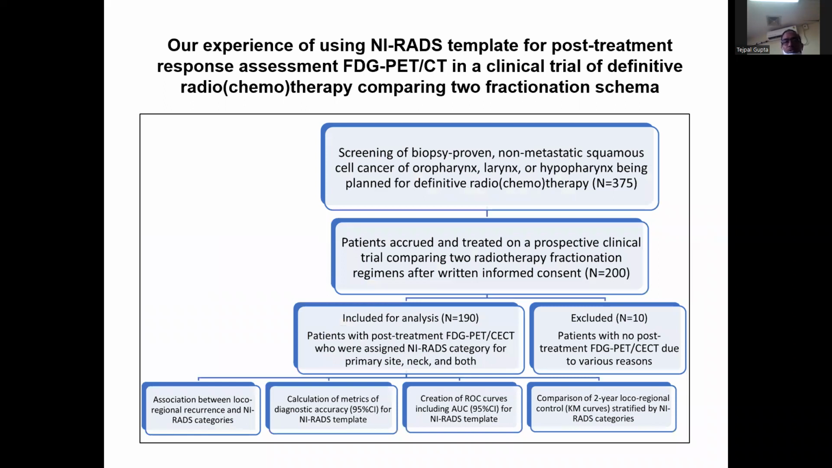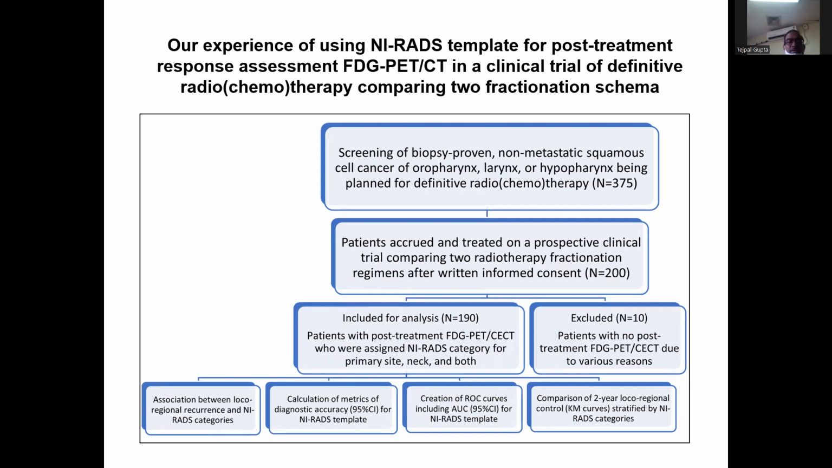We have used this NI-RADS template for a cohort of our patients treated on a prospective randomized trial comparing two radiotherapy fractionation schedules, the HYPNO study. 200 patients were randomized on the study and were included for this NI-RADS template analysis. 10 patients did not have a post-treatment FDG PET CECT due to various reasons. So this data set is now limited to 190 patients.